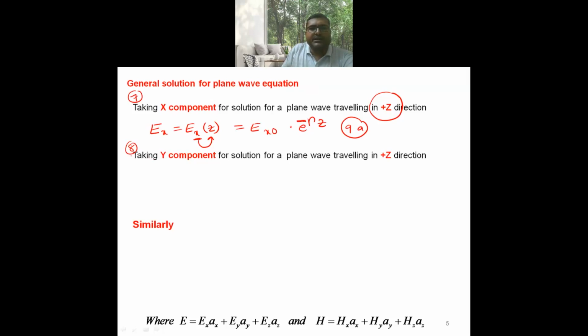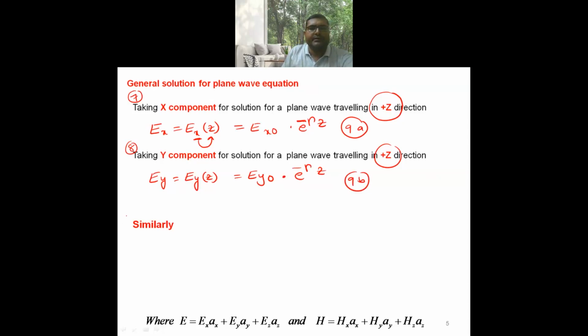Taking y component for solution for a plane wave traveling in z direction, the general solution of equation number 8 can be written as Ey, electromagnetic wave y polarized traveling in z direction, is equal to Ey naught, positive z direction, e power minus gamma z.